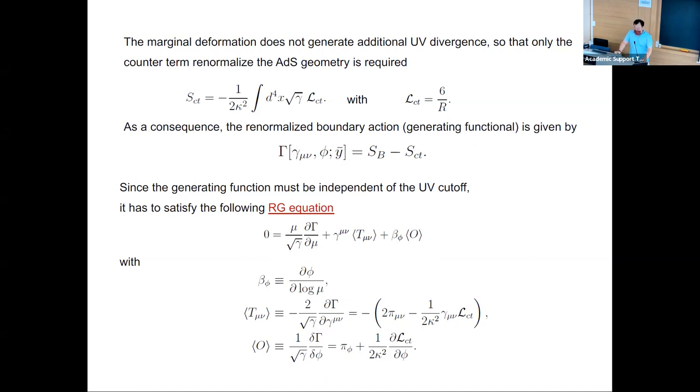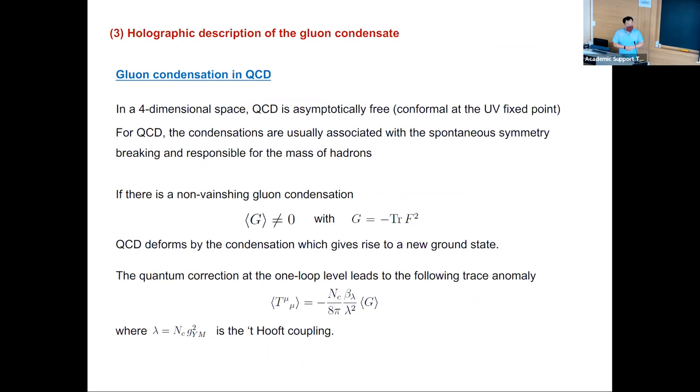The only different thing is that in quantum field theory, usually we do not consider the variation of the metric. But here I consider some boundary metric as a coupling constant. This technique is used to explain the conformal anomaly in quantum theory. Okay, so that is how we can derive the anomaly equation from the holographic point of view.